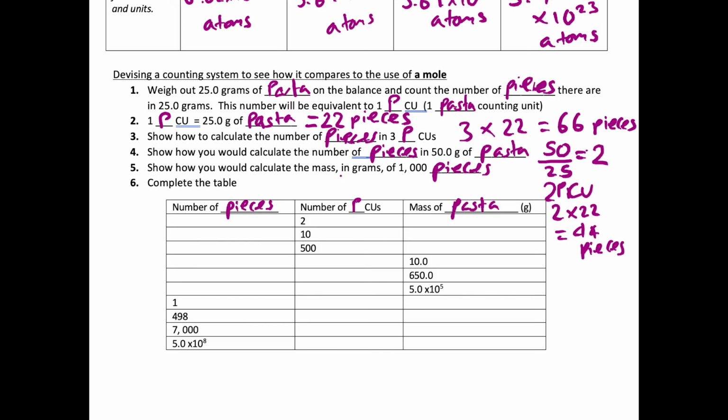And then how we would calculate the mass of 1,000 pieces. So we know that 25 grams is equal to 22 pieces. But if we find out the mass of one piece, so dividing 25 by 22, we can then times that by 1,000 to get our mass of 1,000 pieces. And that comes out to be 1,136 grams.